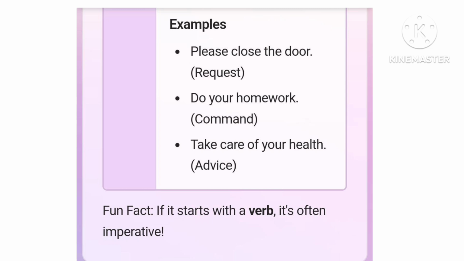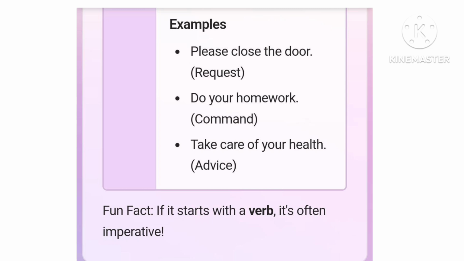For example, please close the door. In this sentence, this is a request. Do your homework. It is a command. Take care of your health. This is advice. So, if it starts with a verb, it's often imperative. Remember that if any sentence starts with a verb, it's often imperative. Okay? So, imperative sentences can be commands, requests, or even advice.